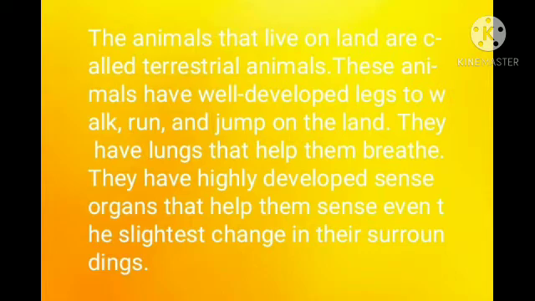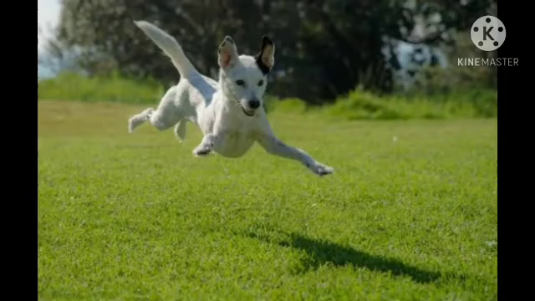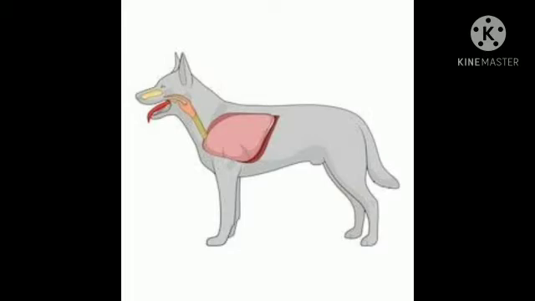These animals have well developed legs to walk, run, hop, and jump on the land, as I said in the case of the dog. They have lungs that help them breathe, because these animals are living on the land, no? They should also breathe in air and breathe out air, that is carbon dioxide. So they should have lungs which help them to breathe. Okay, now students? They have highly developed sense organs that help them sense even the slightest change in their surroundings.